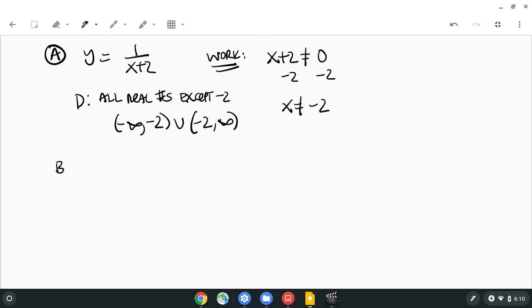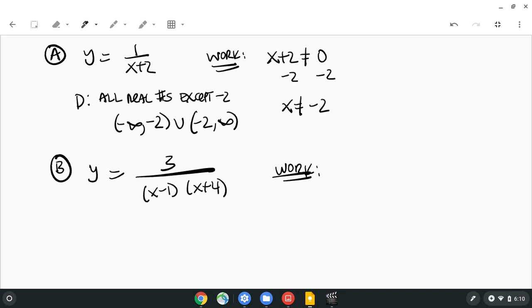Okay, let's have a look at another one. Suppose that I have 3 over (x minus 1)(x plus 4). So here's the work for this one. Again, the denominator, x minus 1 times x plus 4, we don't want it to be 0. If it's 0, we end up with undefined. So when does that happen?